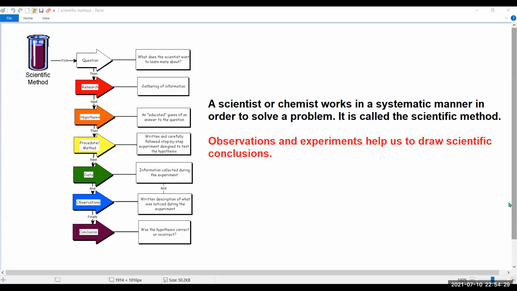The next step is the collection of data and information from various sources like scientific literature, journals, and other available materials. Based on the information collected, a prediction or a guess is made, which is called the hypothesis. Many experiments are conducted to test the hypothesis. If the results of the experiments do not agree with the hypothesis, more and more experiments are conducted or another hypothesis is formulated. When the results of the experiments agree with the hypothesis, it becomes a theory. So, observations and experiments help us to draw scientific conclusions.